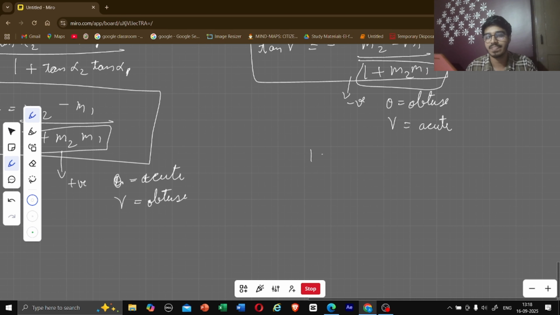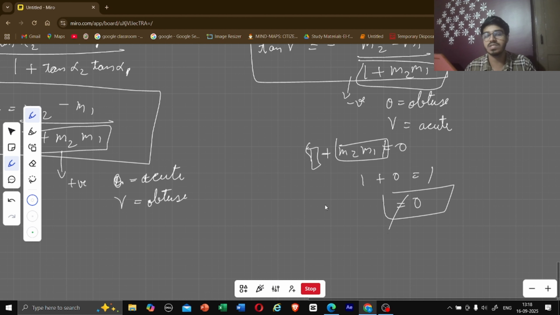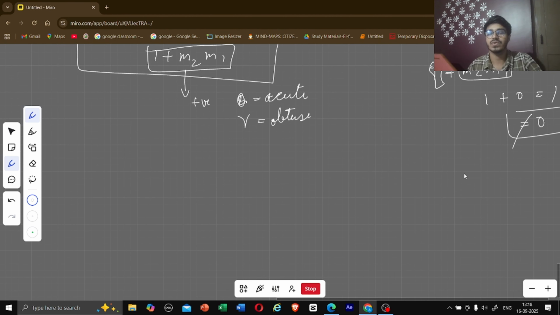And one more important thing, this denominator won't be 0. Why? This 1 plus m2 m1 won't be 0. Why? Even if the product of these two is 0, there will always be a plus 1. So 1 plus 0 is nothing but 1. So the denominator won't be 0. So today you learned what slopes are and what happens if the slope is 0 degree, 90 degree, and for parallel lines.